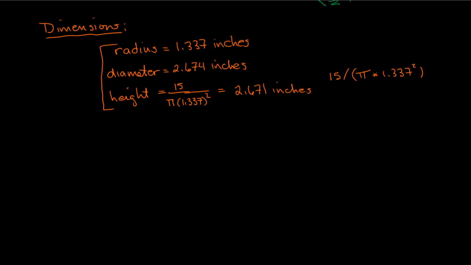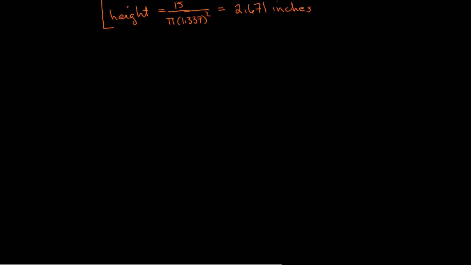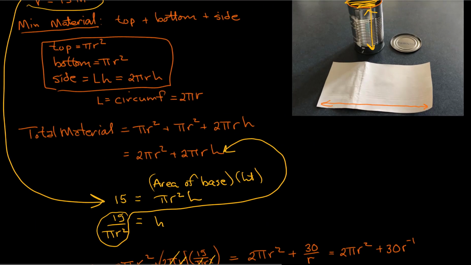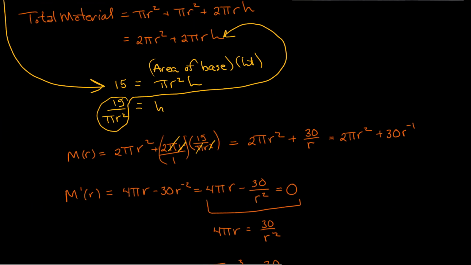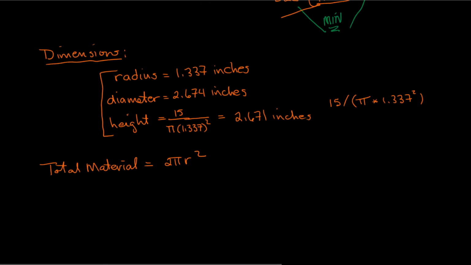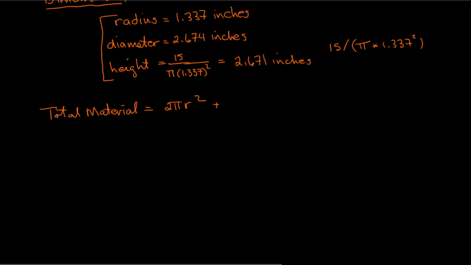Now that I have this value of 2.671 inches, I have the diameter, the radius, and the height. Those are three values that the client or our supervisor are going to be interested in. They may also be interested in, well, what's the total amount of material required? Well, the total material is going to be equal to 2 pi r squared. I'll come back up here, way up here. Here we go. The total material is right at the top of the screen, 2 pi r squared plus 2 pi r h.